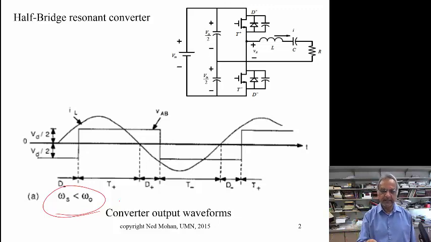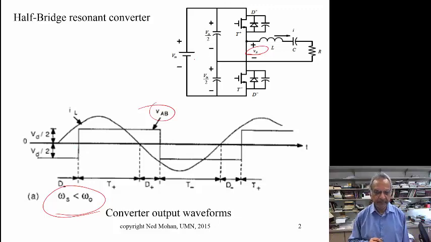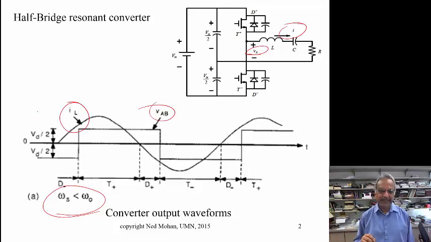And first we'll look at operation at switching frequencies below the resonant frequency. And you can see that as we turn these transistors on and off, this voltage, which is called VAB, goes from minus VD over 2 to plus VD over 2. We also see that at frequencies below the resonant frequency, this circuit is capacitive, and therefore this current is leading the voltage. So what we see here is that at this instant of time, we are going to turn off the lower transistor, and we are going to turn on the upper transistor after a short delay time.